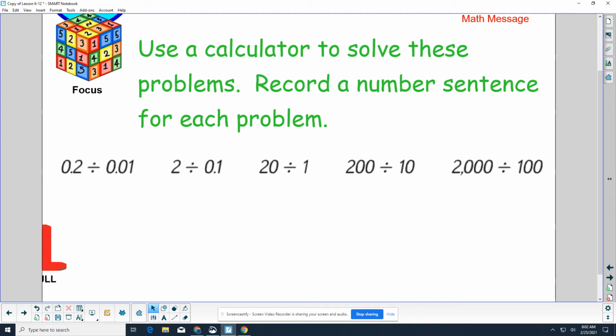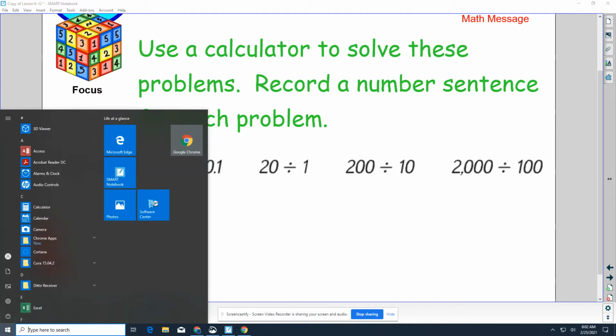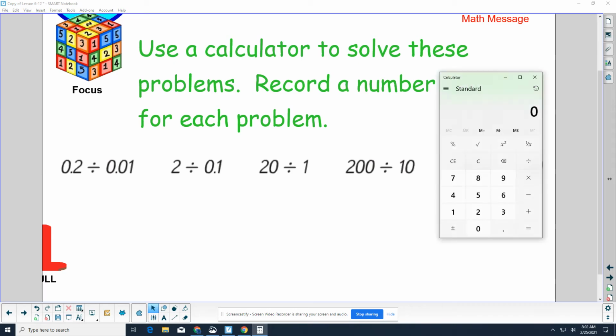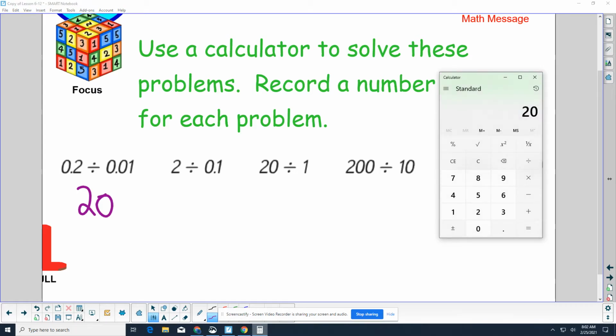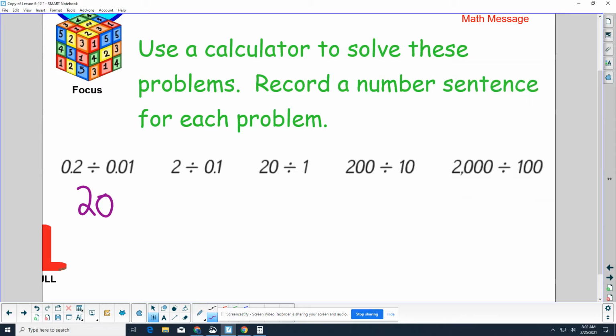Okay, so you're back. And so I'm going to pull up my calculator here, and we are going to see if we get the same thing. So my first one, I have 2/10 divided by 1/100, and I got 20. So I'm going to put my 20 underneath there. So you should have these written down somewhere. Let's look at our next one there. I'm doing, clear it out, I'm doing 2 divided by 1/10, and I still got 20.